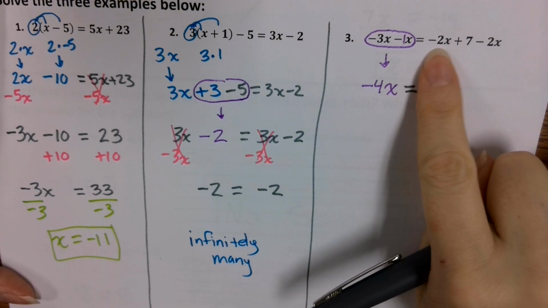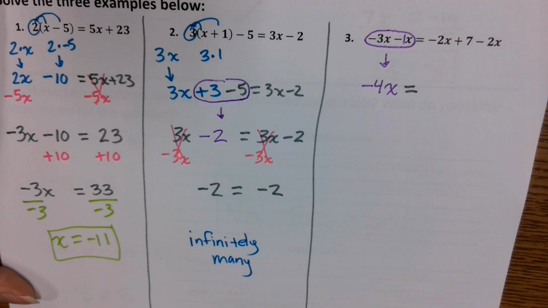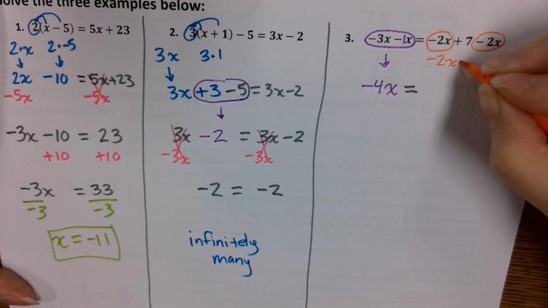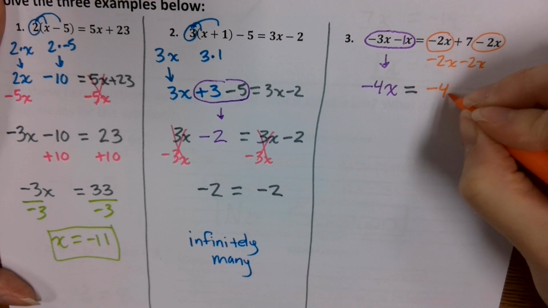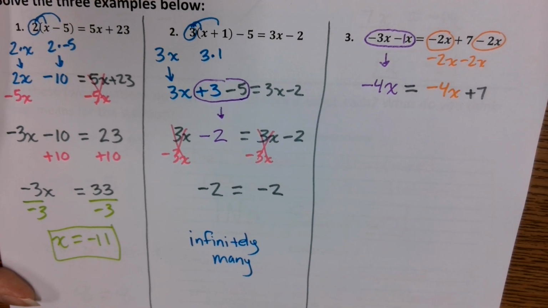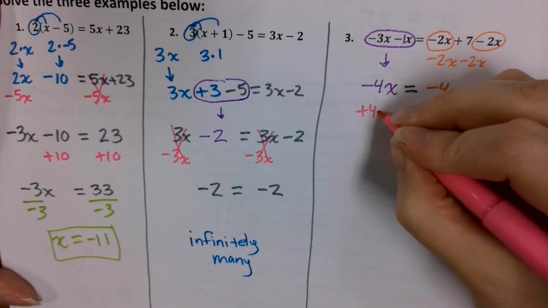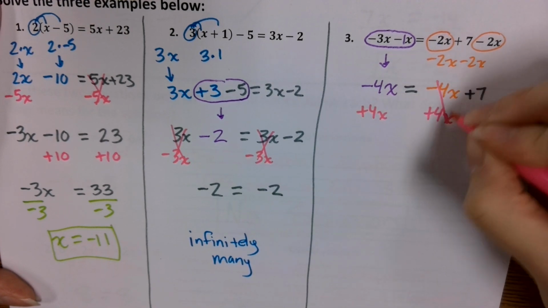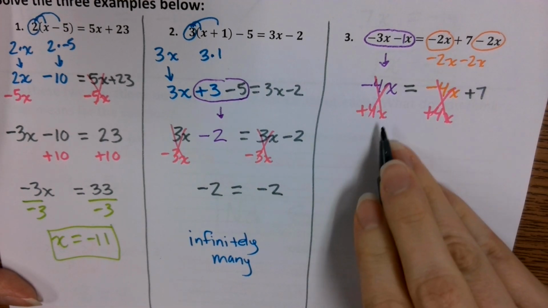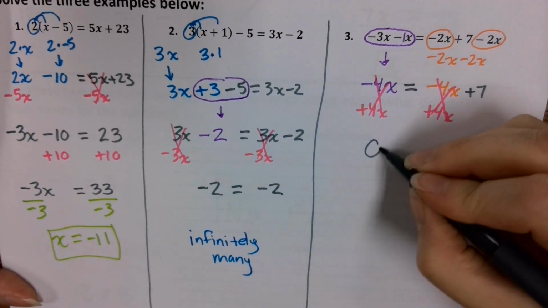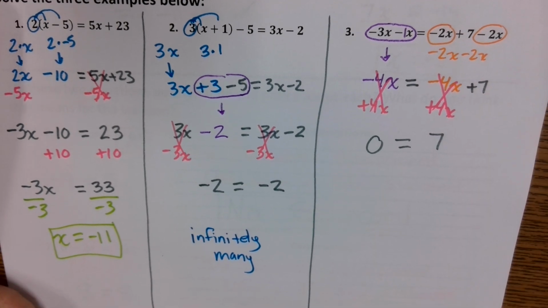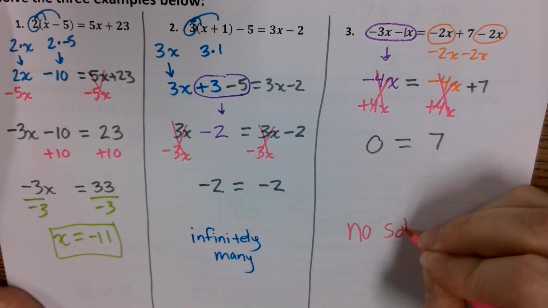Okay, negative 2x plus 7 minus the 2x. We can combine those like terms as well. Negative 2x minus the 2x can combine to be negative 4x. We still have a plus 7. We then would add 4x to both sides, but that would cancel out the 4x's. We would then be left with nothing over here. So if there's nothing left, what do I put? 0. And that's equal to 7. That is not a true statement, so we put down that there is no solution here.